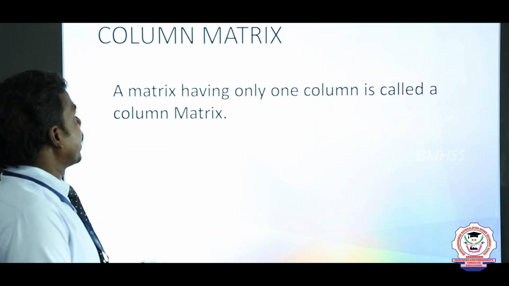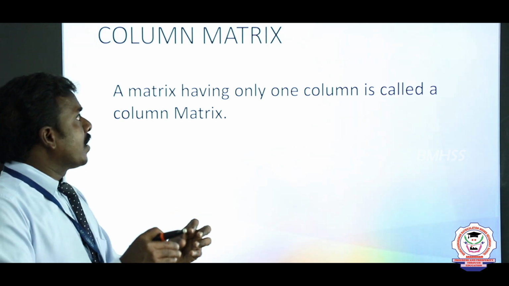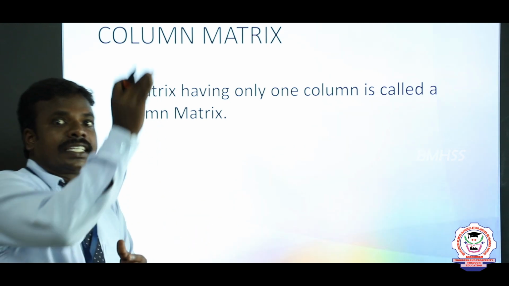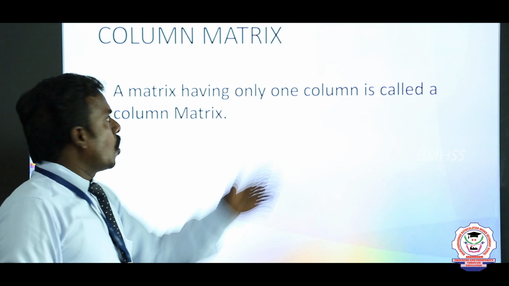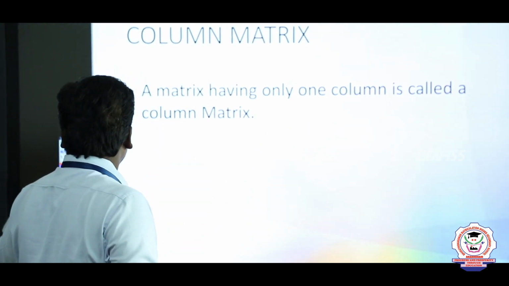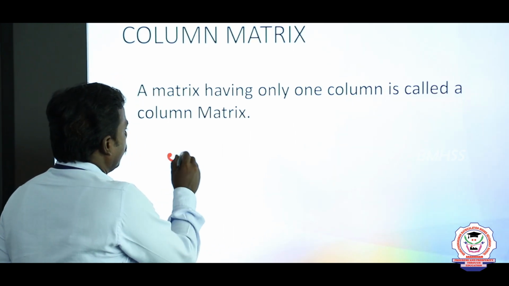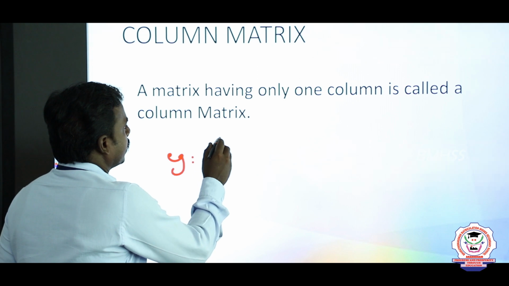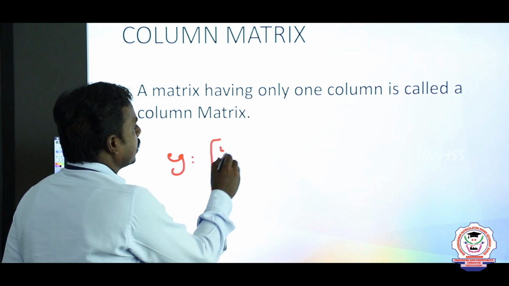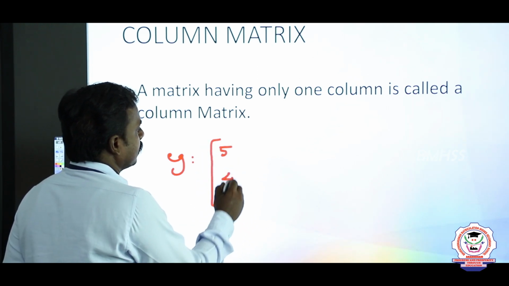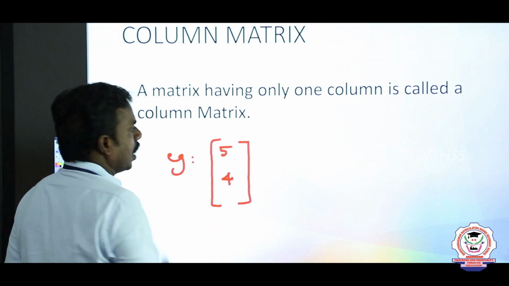Column matrix. A matrix having only one column, that is a vertical arrangement, is called a column matrix. For example, the numbers arranged in a vertical line, a vertical arrangement, is called a column matrix.